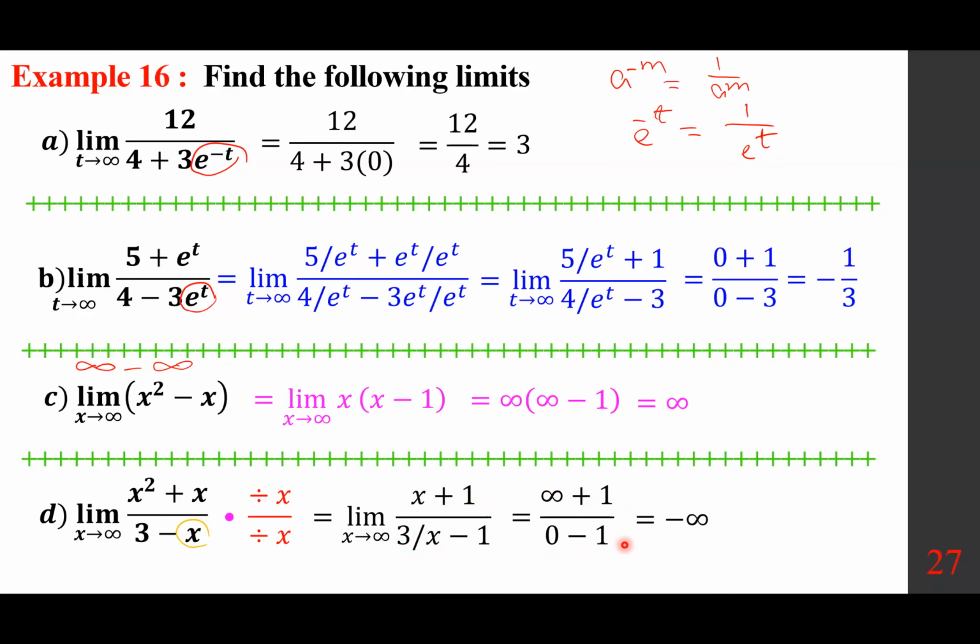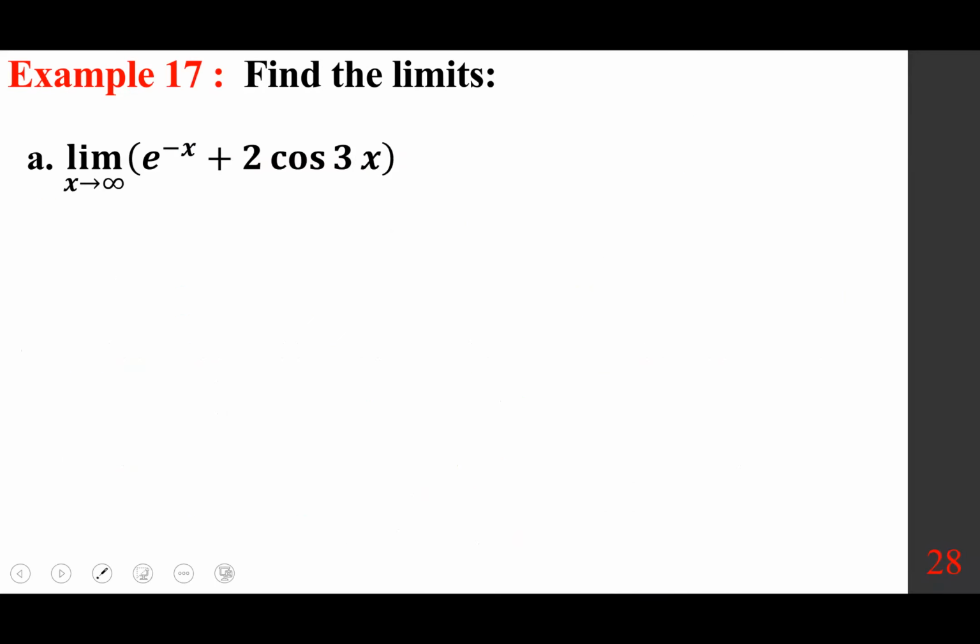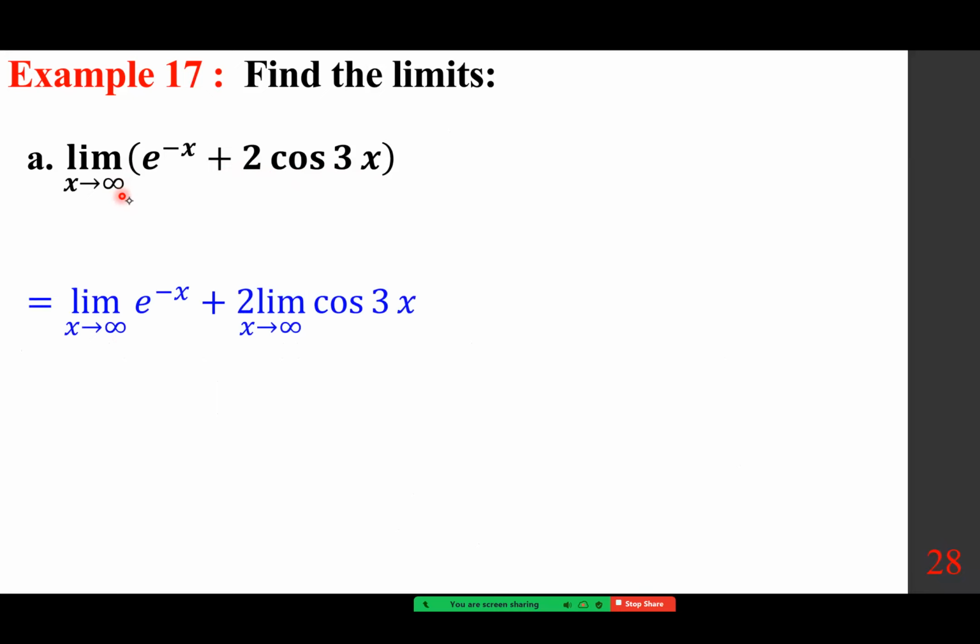Negative infinity. We want to find the limits, starting with the limit of e to the power minus x plus 2 cosine 3x as x approaches infinity. We can separate them into two pieces. And this one doesn't exist because this one is e to the power of minus infinity, and it goes to 0.